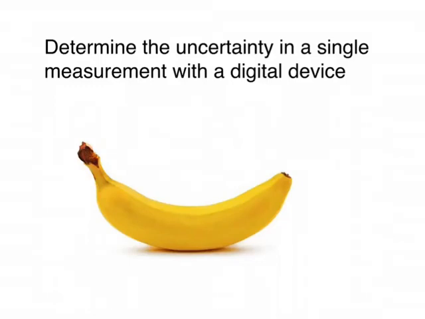Hello everybody. In this video clip I want to discuss with you how we can determine the uncertainty when we make a single measurement with a digital device. In our case, we just simply want to measure the mass or the weight of a banana using a simple kitchen scale. What we want to find out is how much this banana weighs and how certain we are about this weight.